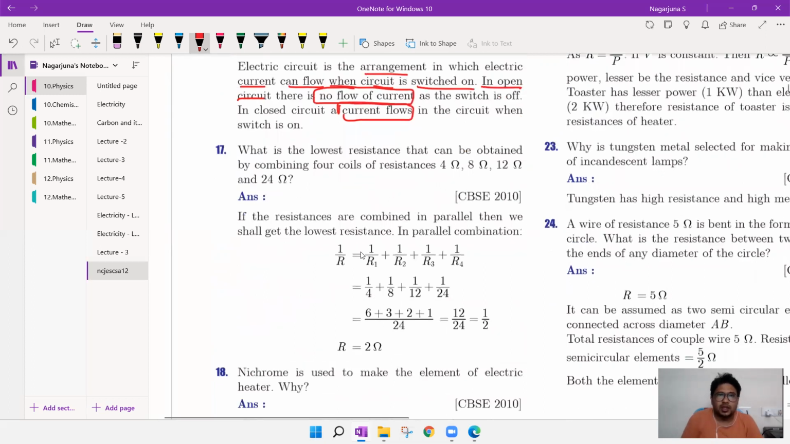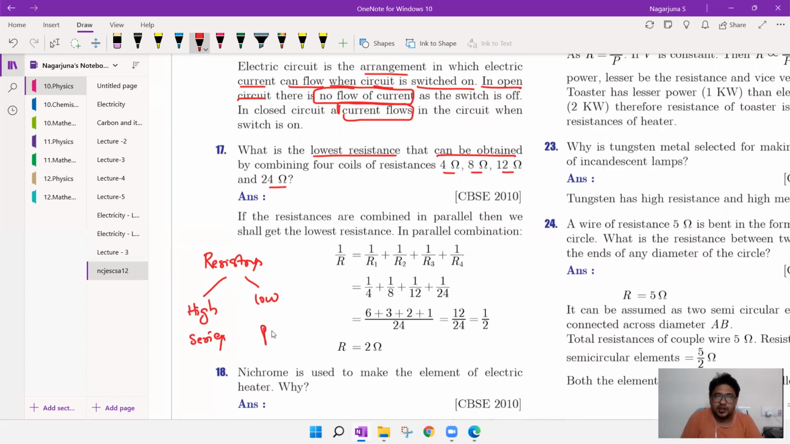17th. What is the lowest resistance that can be obtained by combining 4 coils of resistance 4, 8, 12, 24? Just a small logic we have to remember. If you take resistors, if you want a high resistance value, we have to connect always in series. If you want a low resistance value, always connect in parallel. Simple logic, try to remember this. Now they are asking for the lowest resistance. If you want the lowest resistance, always connect in parallel.